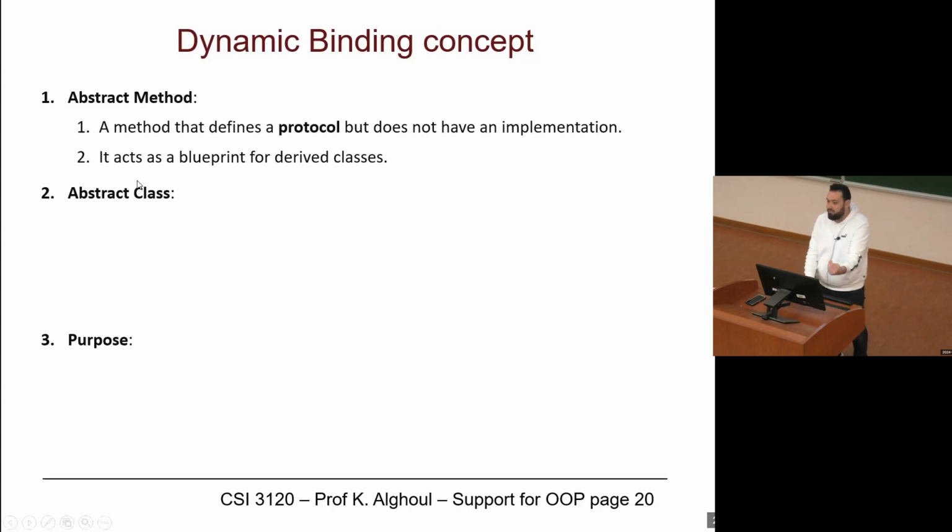An abstract class is what? If you have at least one virtual method, which is an abstract method, if you have at least one, it will make your class what is called an abstract class. So what is the benefit of this? If we want to focus on this, it acts as a blueprint for derived classes. What is one of the benefits?